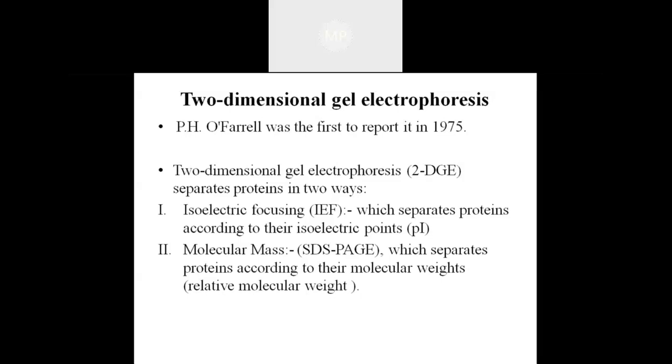The first one is isoelectric focusing, and the second one is molecular mass. Isoelectric focusing separates proteins according to their isoelectric points. What do we mean by isoelectric point? Basically, the isoelectric point is the pH at which the protein carries no net charge, meaning the net charge of the protein becomes zero. And the second factor is the molecular mass, which separates proteins according to their molecular weight.